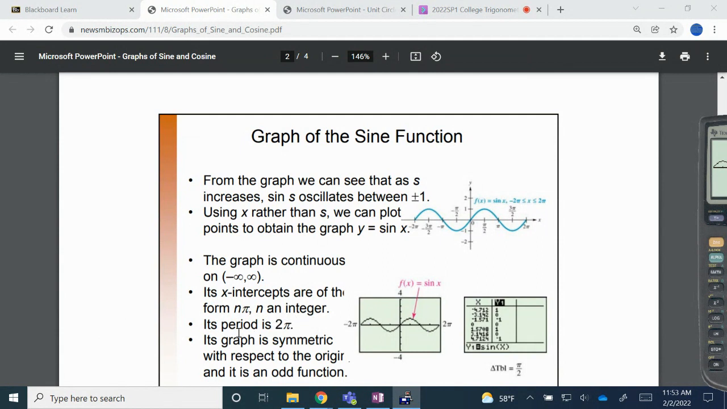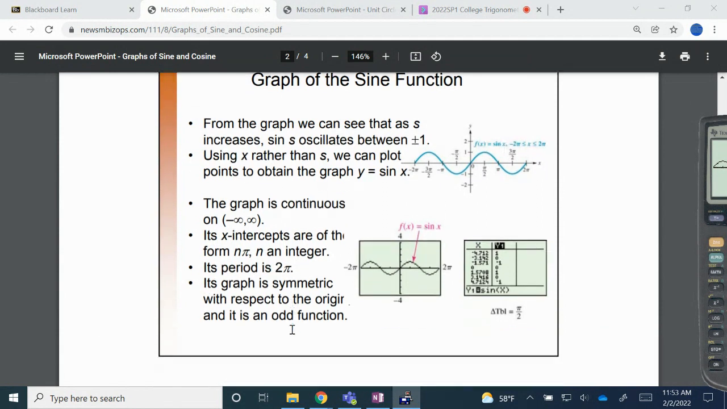We can find the period, right? The period is 2 pi. And the graph of sine is called an odd function. Now, from algebra, odd functions are symmetric with respect to the origin. To be symmetric with respect to the origin means that you're both symmetric with respect to the x-axis and the y-axis. Right? So sine is an odd function.